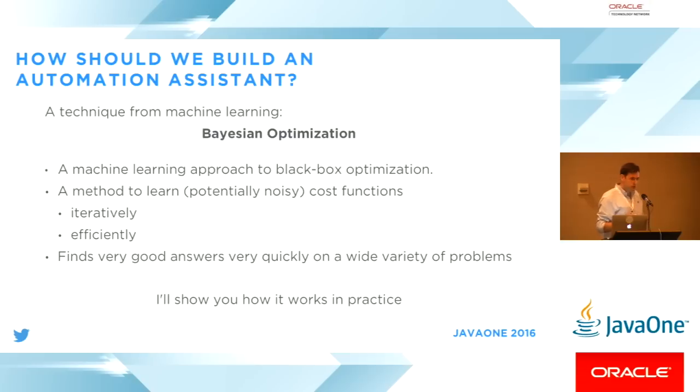It's a machine learning approach to black box optimization, a method to learn the cost function you're trying to optimize. I'll show you this pictorially in a second. It does so iteratively, and in practice, it works quite efficiently and finds very good answers to tuning problems very quickly, and we've found that it works very well on a wide variety of problems.